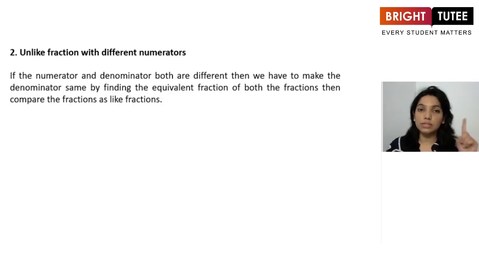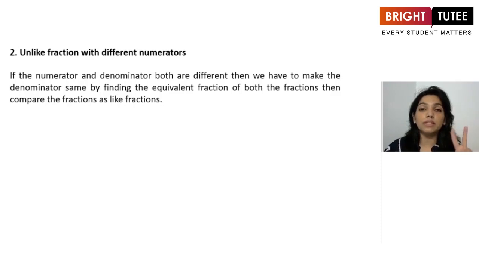Firstly, we learned how to compare like fractions. It was very simple. Like fractions have different numerators, but the denominators were the same. So we just compare the numerators. Whichever numerator was bigger, we call it the bigger fraction. Then came unlike fractions. Unlike fractions have different denominators.